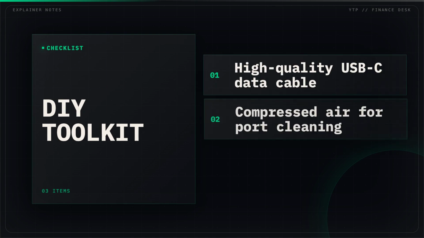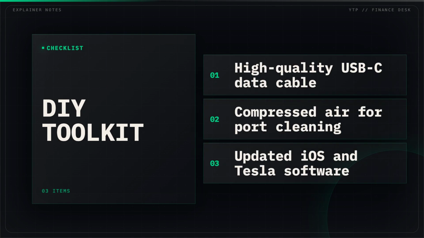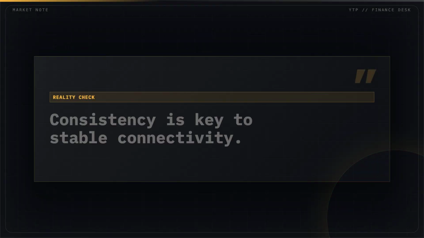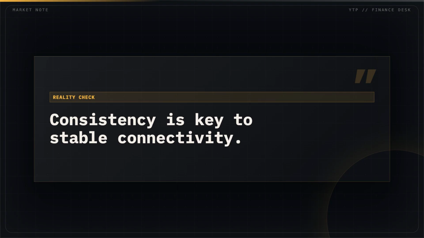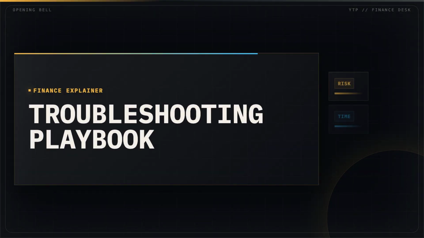Keep a high-quality data cable in your glove box to help distinguish between phone software and vehicle hardware issues. Remember that keeping both your phone and your Tesla software updated is your best defense against future connection drops. If these steps did not resolve your issue, check the official Tesla support page for your specific software build.